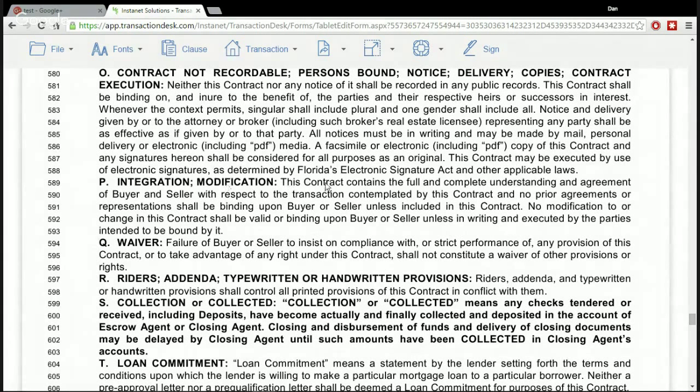Integration and modification. There's nothing else outside of this agreement. This is the whole contract, nothing but the contract, et cetera, et cetera.